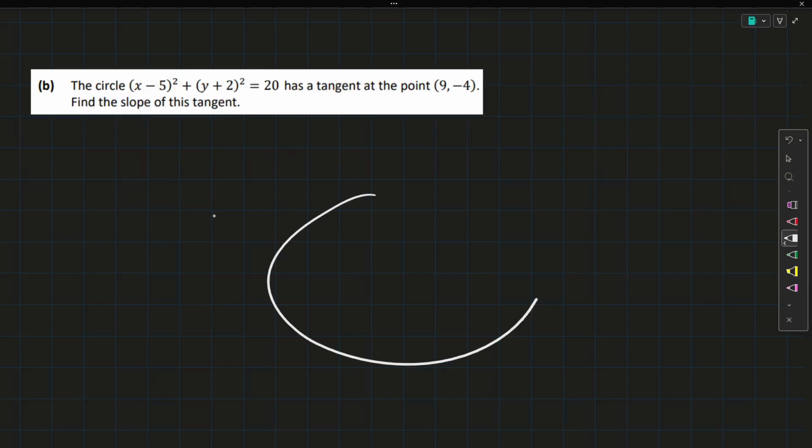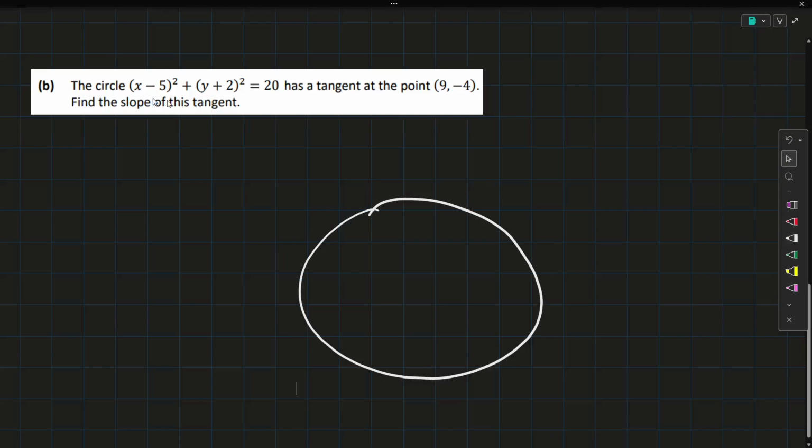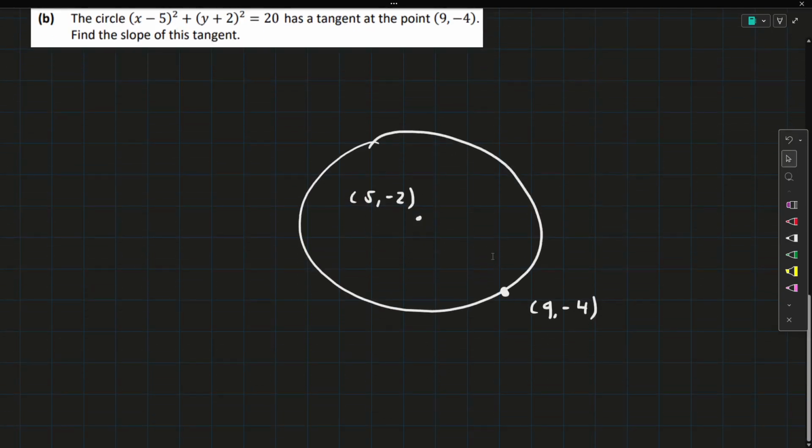Then we're told about a circle and its tangent. What's the slope of the tangent? What might help is if you draw the circle. It doesn't have to be perfect, but we're going to say the center is 5 for the x coordinate, and then minus 2 for the y coordinate. The tangent's at the point 9, minus 4, so it's going to be down here.